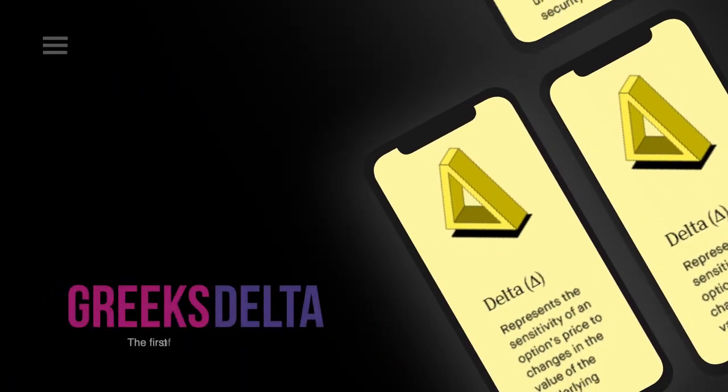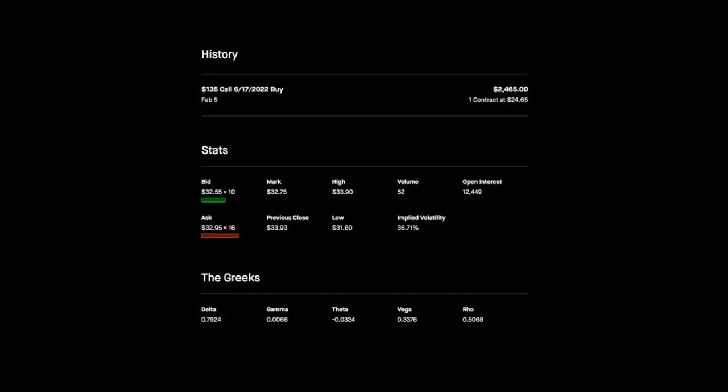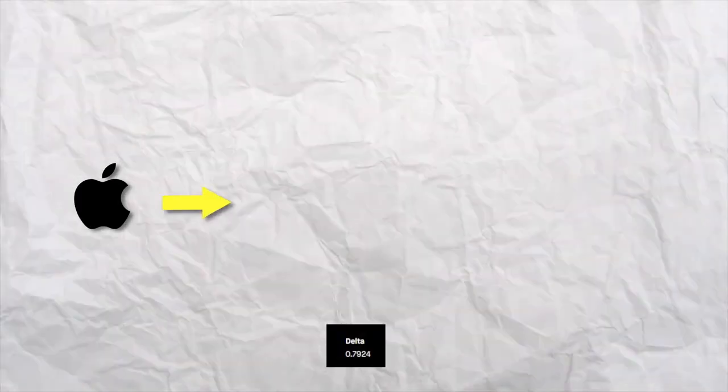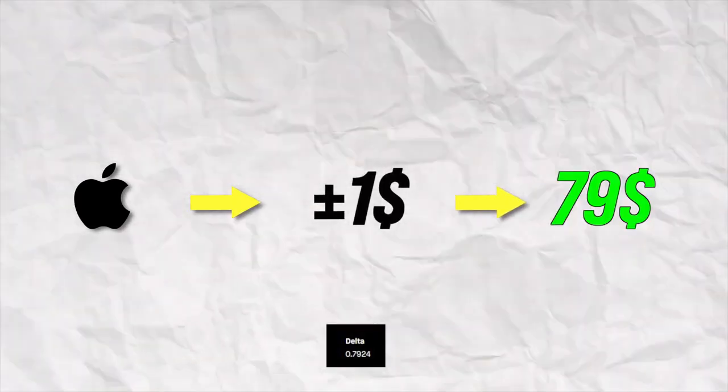Let's start with Delta. Delta shows you how sensitive an option contract is to a $1 change of the underlying stock. Let's look at my leap option. So this contract has a delta of 0.7924, which means if Apple, which is the underlying stock, increases or decreases by $1, my option contract will increase or decrease by $79.